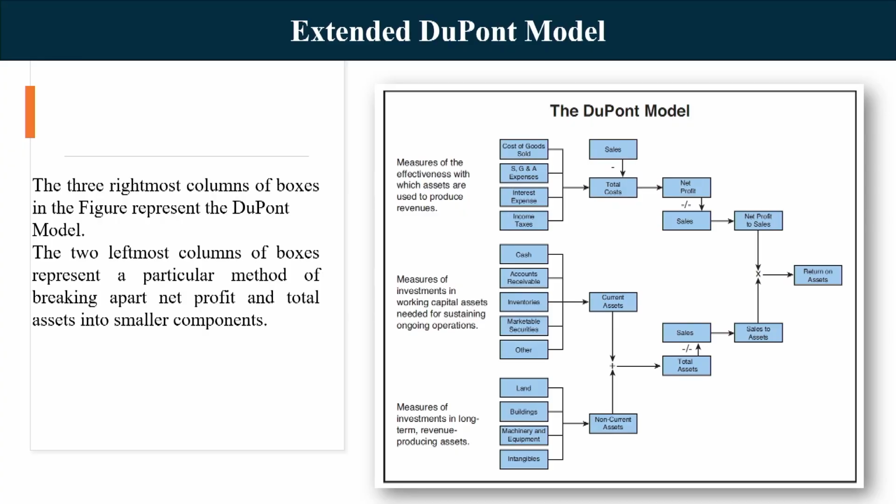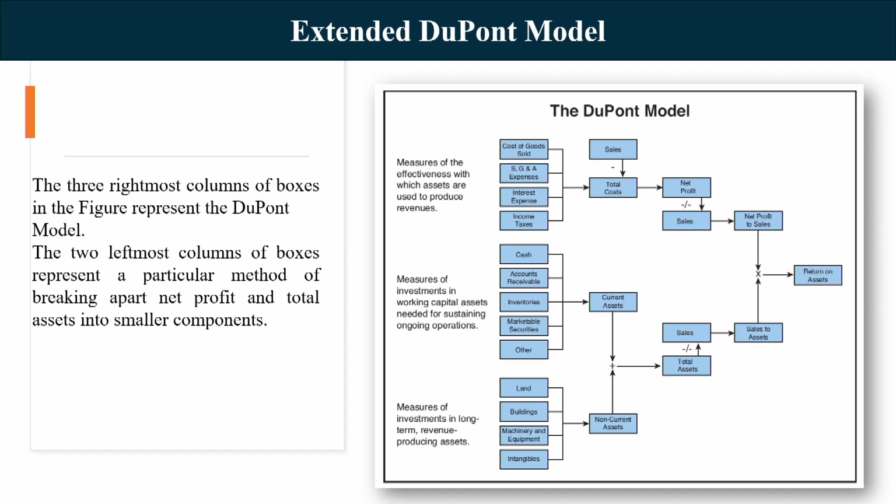Then the second dimension that we look into is the sales to asset ratio. Whether our assets are being utilized properly or not, whether we are getting business from the applied assets or not. Both these dimensions are important, and together they explain the return on the applicable assets. So the three rightmost columns of the boxes in the figure represent the DuPont model, right?